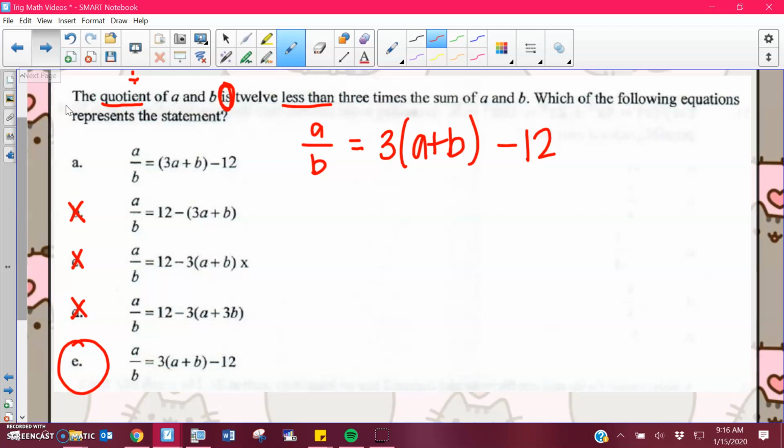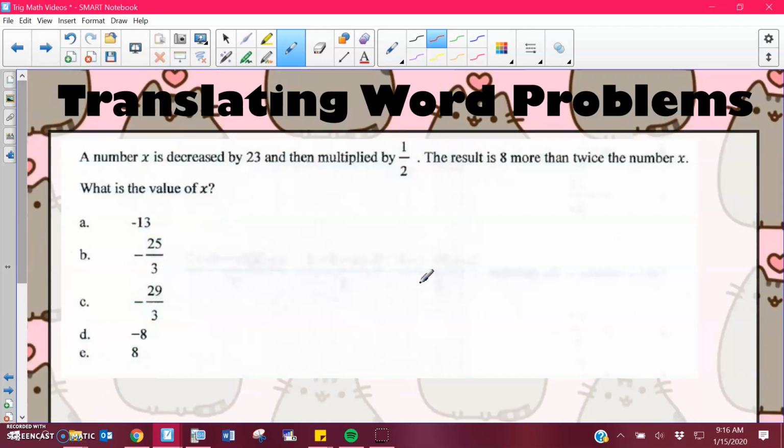Okay, this next one, same idea. They're going to give you words that they want you to translate, but then they want you to solve the equation. So let's first get the equation, otherwise how are we going to solve it? A number x is decreased by 23, so there's the minus, and then multiplied by 1/2. So we're going to take that entire result and multiply it by 1/2. So that was kind of telling me parentheses without very explicitly saying it, but I have to find that first answer, then multiply it by 1/2.